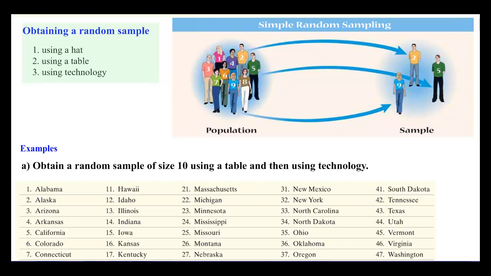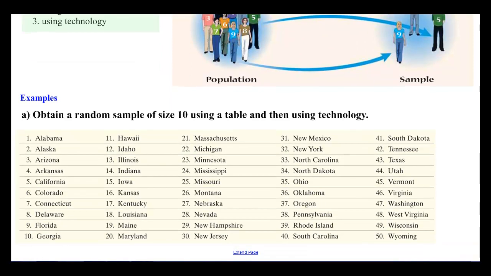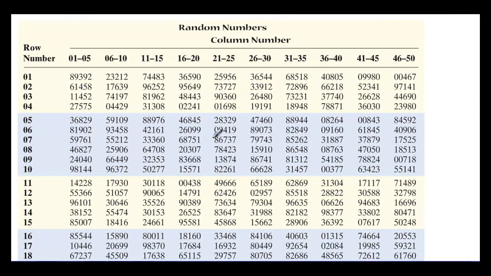So if we wanted to obtain a sample of size 10 using a table of the 50 states, here we have all the states, and we have to correspond each of these states to a number. So they've been put alphabetically and numbered 1 through 50. And then to use a table, we can either just randomly pick a starting point, or we can be told where to start. So if we wanted to all get the same states or the same sample, then we would need to start at the same place, and we would start with a row and a column.